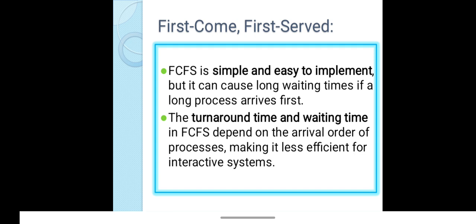And first one is first come first served scheduling. The process that requests the CPU first is allocated the CPU first. It is a non-preemptive scheduling technique. The implementation of the FCFS policy is easily managed with a FIFO queue, the first in first out queue method. Suppose the processes arrive in the queue.